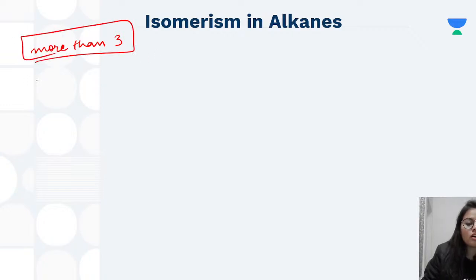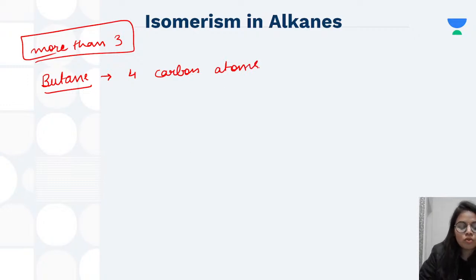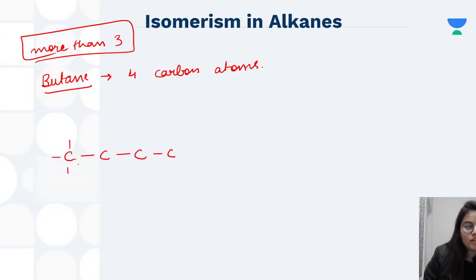Now if I take the case of 4 carbon atoms, that is butane. Butane has 4 carbon atoms, and we can arrange it in 2 basic ways. The first is very simple: 1, 2, 3 and 4, and then we satisfy the valencies over here with hydrogen.